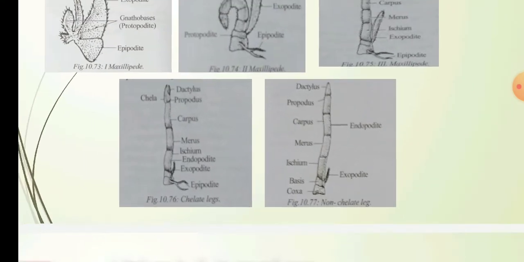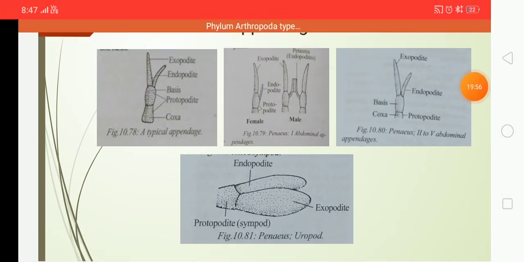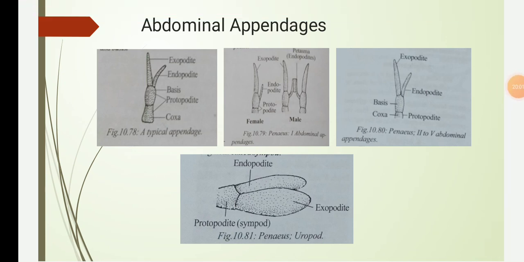Then next are the abdominal appendages. The abdomen bears 6 pairs of abdominal appendages, and they are called pleopods or swimmerets because they help in swimming. The appendages from the second to the fifth abdominal segment are like the typical appendages we have seen.